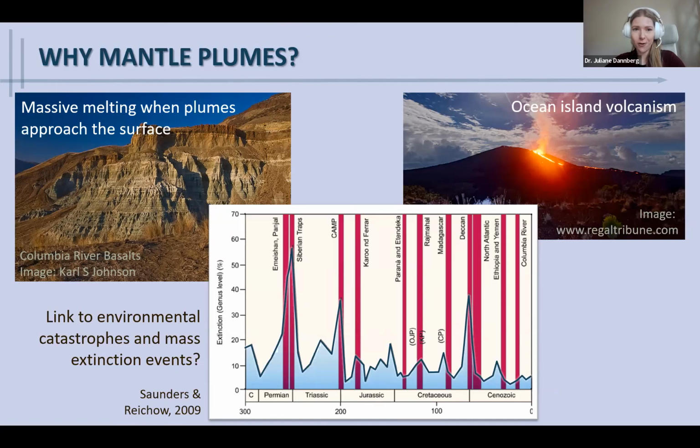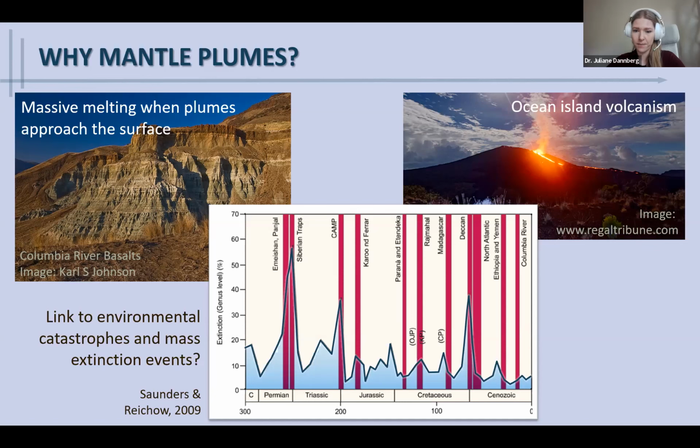Plumes are hot thermal anomalies that rise through the Earth's mantle, and when the plume head approaches the Earth's surface, it causes massive melting and huge volcanic eruptions. That leads to the emplacement of a large igneous province, such as shown here on the left, the Columbia River basalts. Later on, the stable plume tail remains in the mantle to cause hotspot volcanism at ocean islands, such as Hawaii.